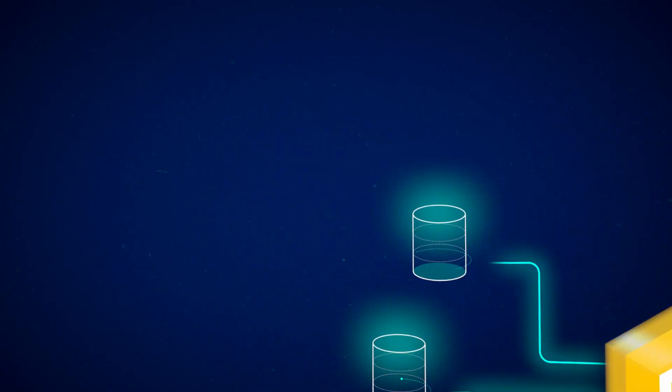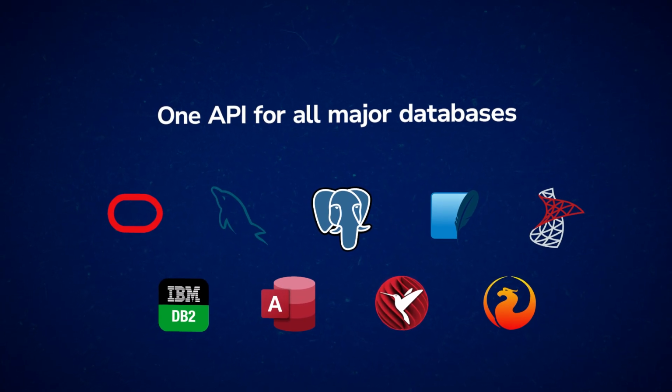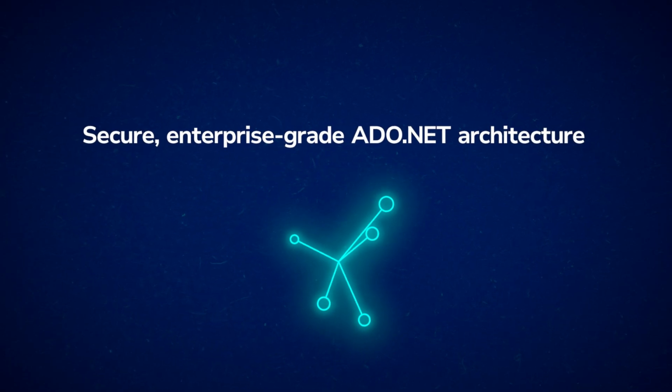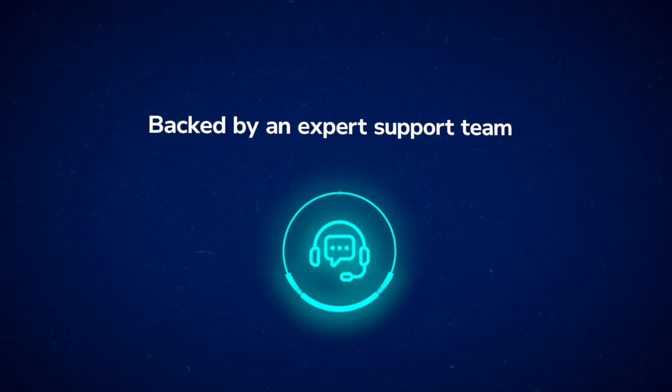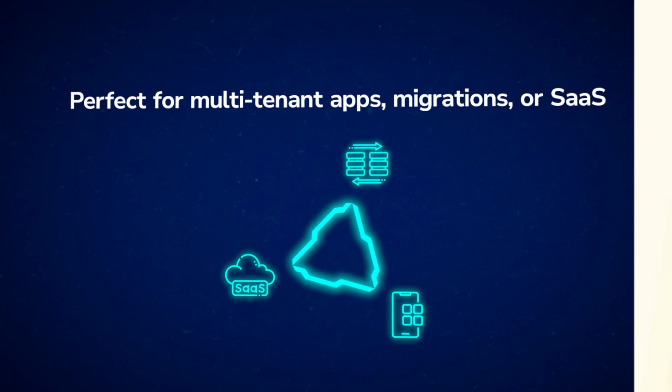Why developers choose dotConnect Universal? One API for all major databases. Seamless switching via connection strings. Secure, enterprise-grade ADO.NET architecture. Backed by an expert support team. Perfect for multi-tenant apps, migrations, or SaaS.